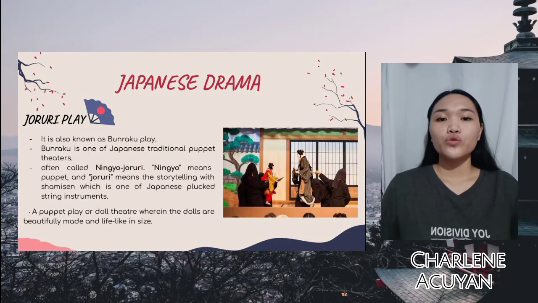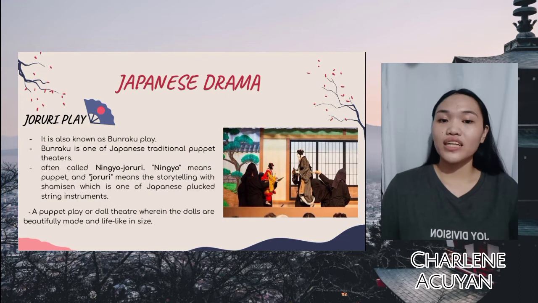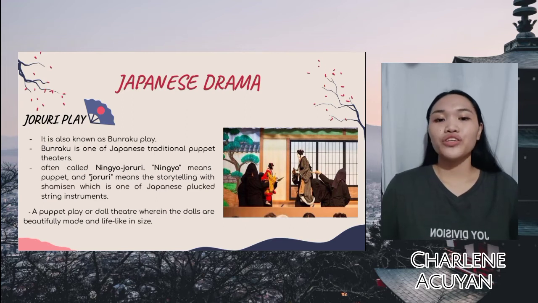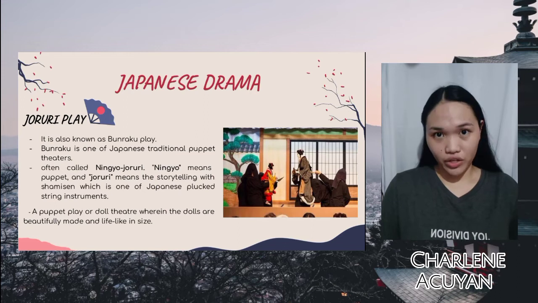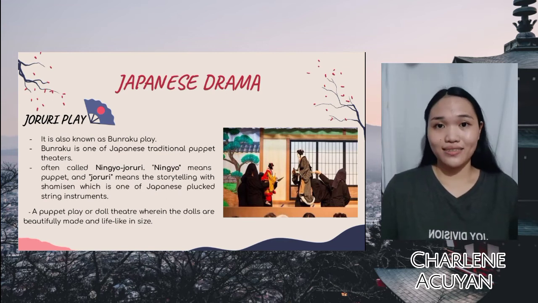Let's come now to one of the Japanese traditional puppet plays named bunraku or joruri play. It is a puppet play or adult theater wherein the dolls are beautifully made and lifelike in size. The stories featured in this play are usually based on historical events, folk tales about heroes, feudal wars, or love stories between commoners in the Edo period. Most of the plays are tragedies, which is why many performances are only intended for an adult audience.